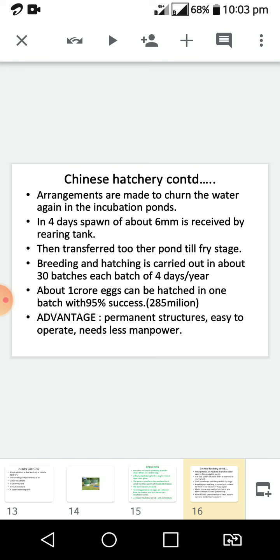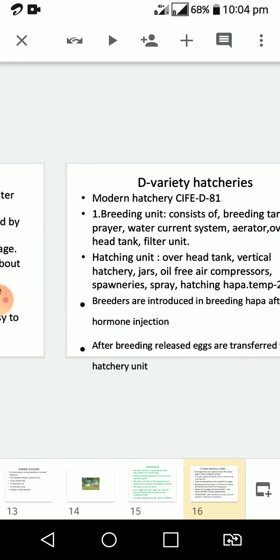So there are many advantages of the Chinese hatchery. One is that it is a permanent structure, it is easy to operate, and there is less manpower needed for maintaining this hatchery. These are the advantages of the Chinese hatchery.